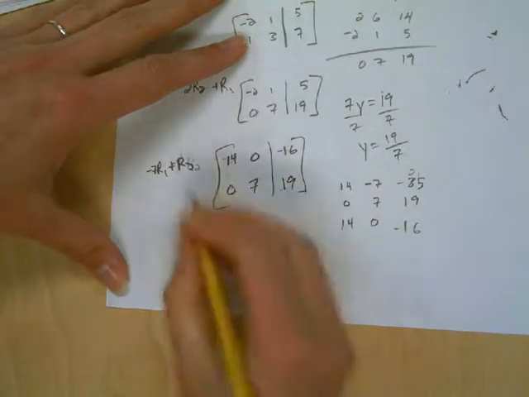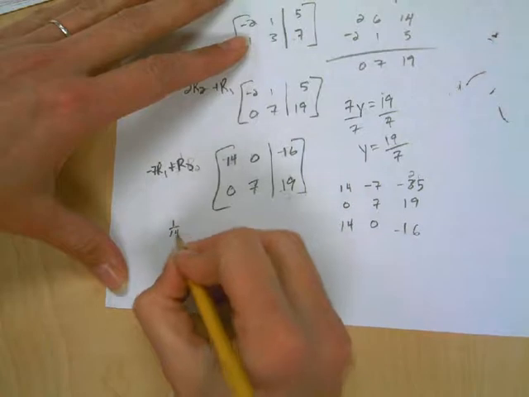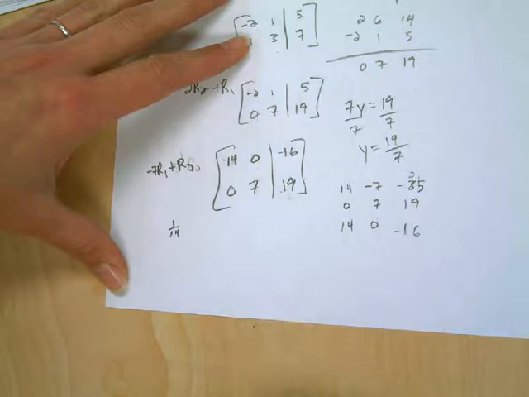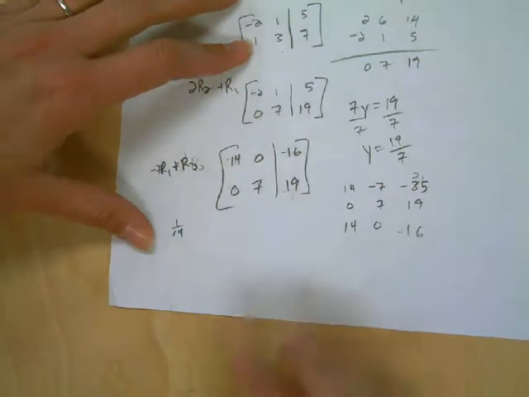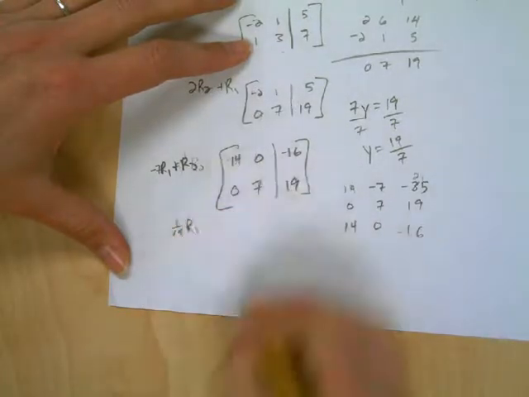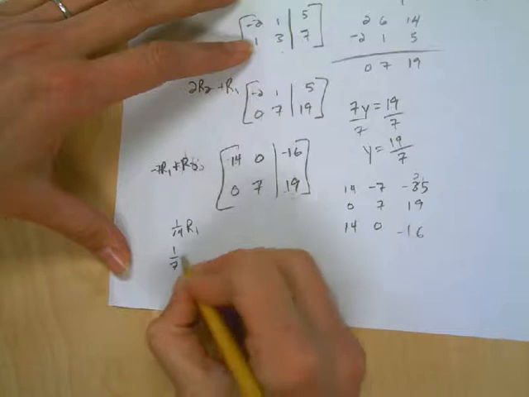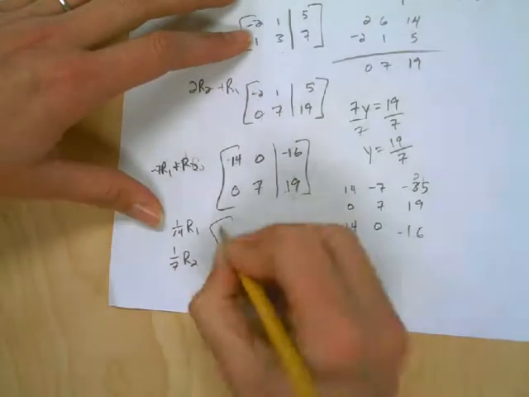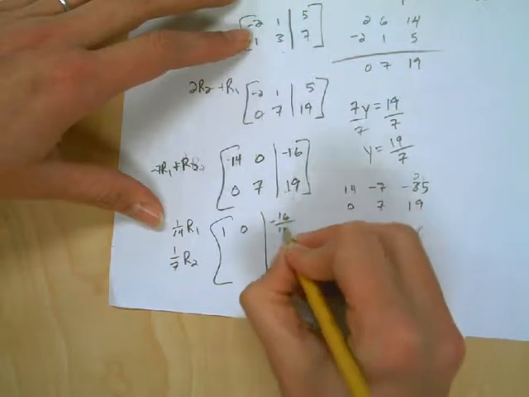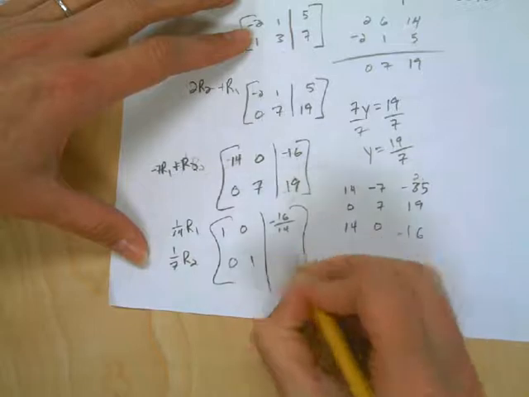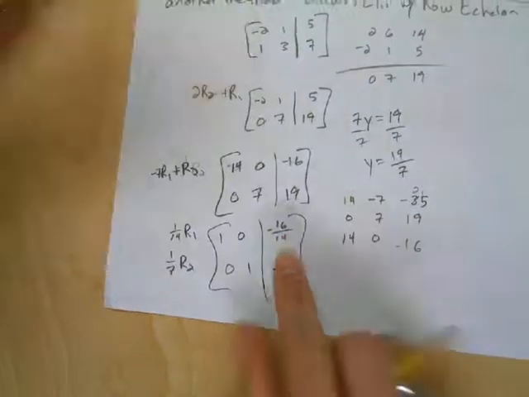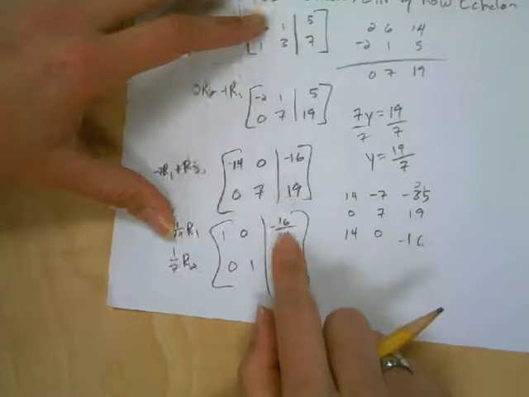Right, so 1/14 of row 1, and then we'll do 1/7 of row 2. Okay, when you do that, you get 1, 0, you get negative 16 over 14, and then 0, 1, and then 19 over 7. So then I didn't really have to do anything with fractions, just my final answer came out to fractions, and my very last step would just be to reduce that. So this is my x, and once you reduce that, because 2 comes out of both of them, you get negative 8/7, which is what we got before, and y is equal to 19/7.